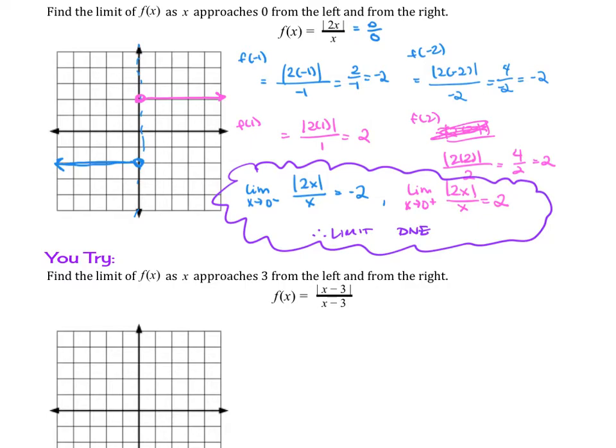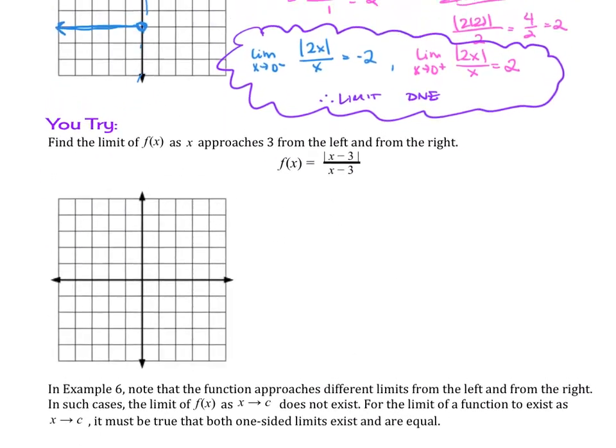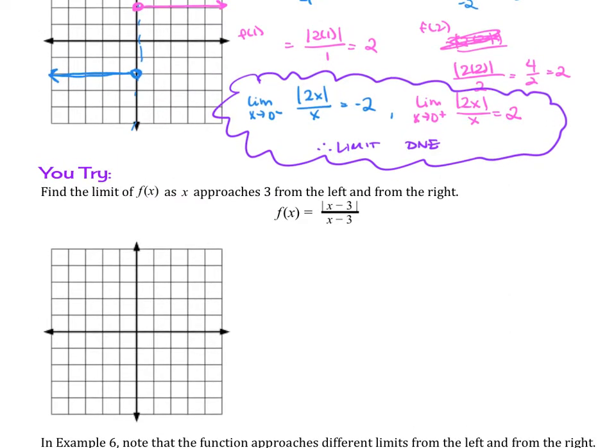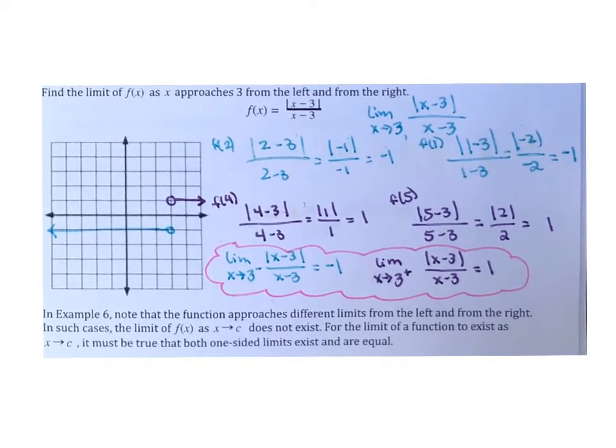So try this example here. Find the limit of f of x as x approaches 3 from the left and from the right. From the left, you would notice that you would always get negative 1. You're looking at x approaching 3 from the left and from the right. You have to know what number you are trying to approach, so make sure you're reading that information there.